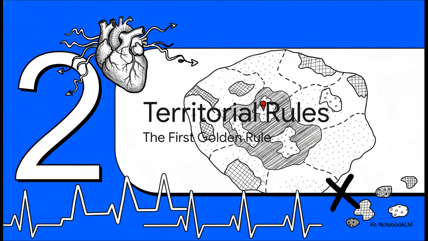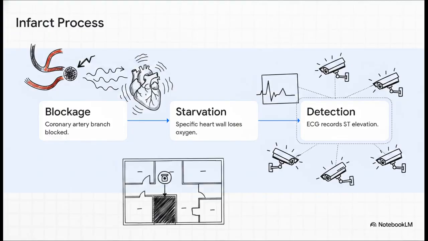Okay, moving to Section 2, the territorial rules. Once those mimics are out of the way, we rely on the number one defining concept of an acute MI. It is strictly territorial. I want you to picture the ECG leads like a network of security cameras set up around a building. If a specific coronary artery blocks up, its specific neighborhood, that exact territory, starts starving for oxygen.